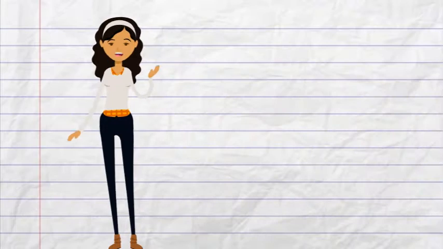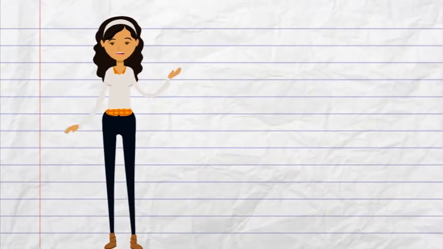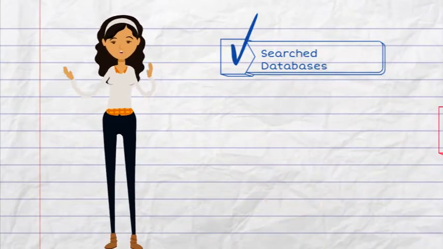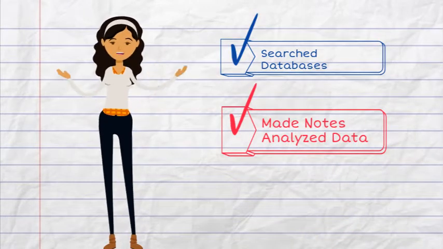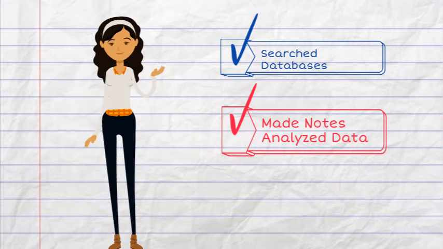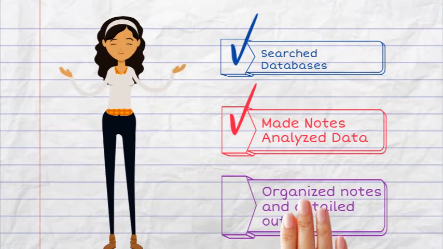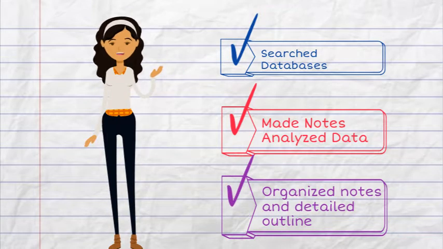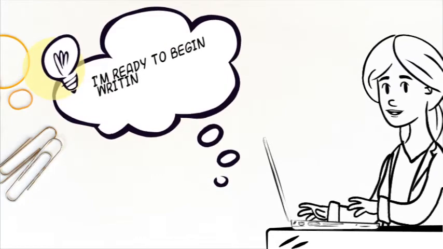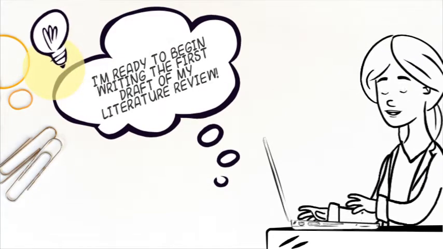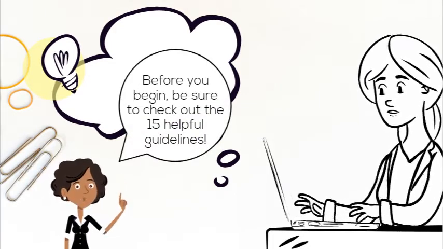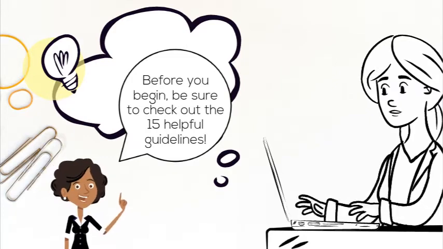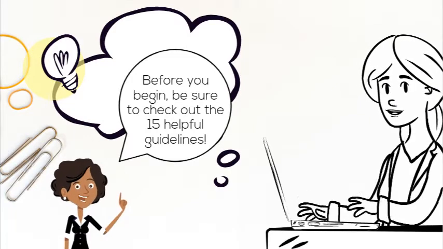From this starting point, we can assume that you already know your topic. You've researched all the literature, made careful notes, analyzed the details, you've noted patterns, relationships, strengths, weaknesses, and maybe even some gaps in the literature. You have organized notes and a detailed writing outline. With all of those things set, you are now ready to begin writing the first draft of your literature review. But before you begin writing, let's take a few minutes and go through all 15 helpful guidelines from Chapter 10.